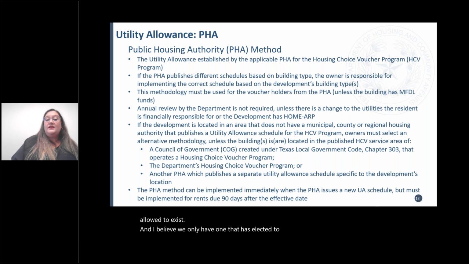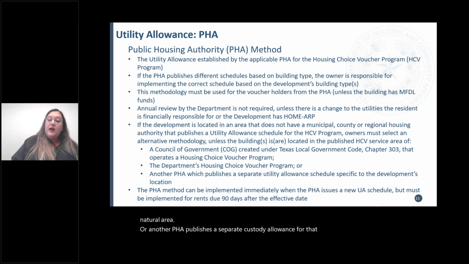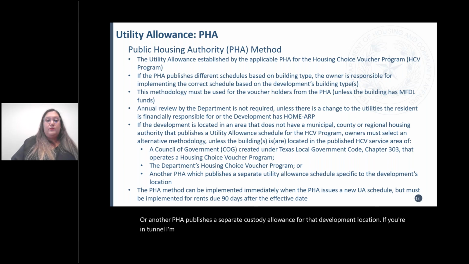If the development is located in an area that does not have a municipal, county, or regional housing authority that publishes an allowance for the Housing Choice Voucher Program, owners have to select an alternative methodology unless there is a council of government, or it's in the department's Housing Choice Voucher area, or another PHA publishes a separate utility allowance for that development's location. If you're in Hutto, I'm sorry, you don't have an applicable PHA. Round Rock does not do a PHA for Hutto, and there isn't a Williamson Housing Authority, so you are stuck and you've got to pick another methodology.